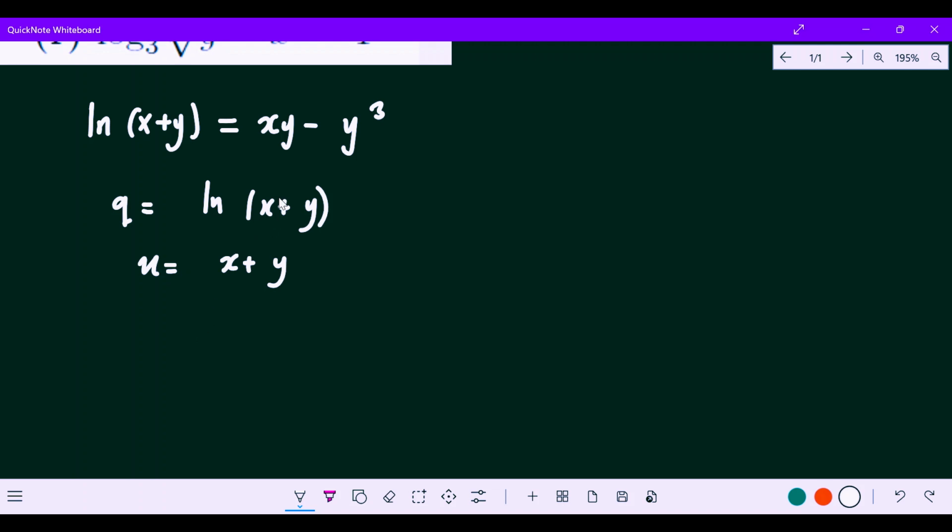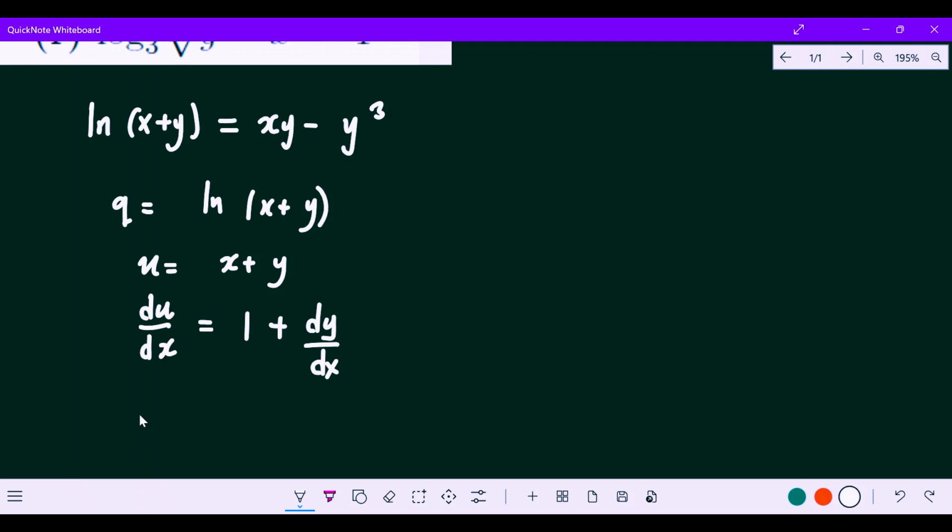Every time you let something, you have to find its derivative. So what's the derivative of u, that is u prime or du/dx? We are finding the derivative with respect to x. The derivative of x with respect to x is 1, plus the derivative of y with respect to x, which is 1 multiplied by dy/dx, or simply dy/dx.